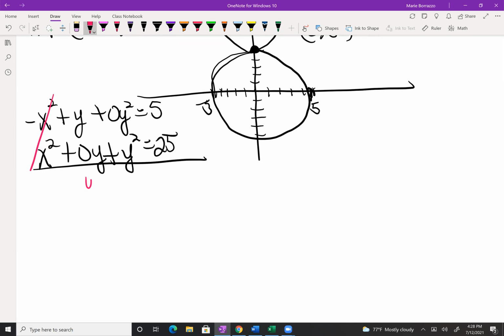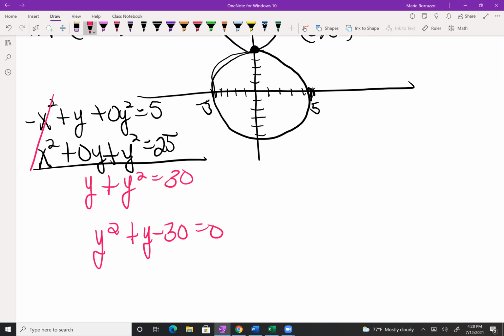Combining the y's, you end up with y plus y squared is equal to 30. And all I have to do is bring the 30 over and rearrange this part of the equation to get y squared plus y minus 30 is equal to 0. So if I factor this one more time, I have y plus 6 times y minus 5, and this is equal to 0.